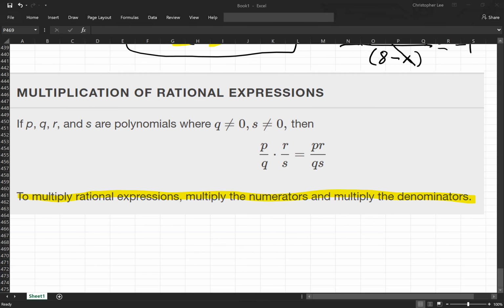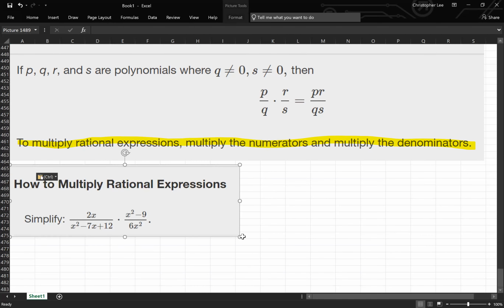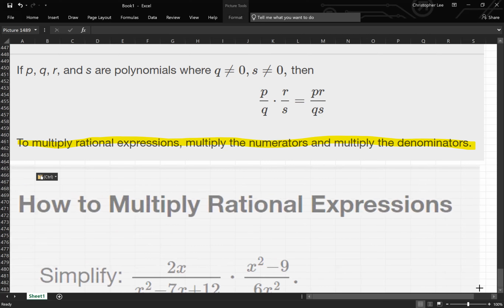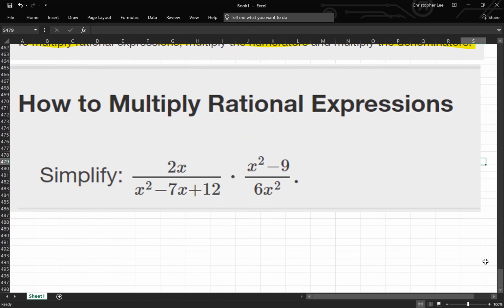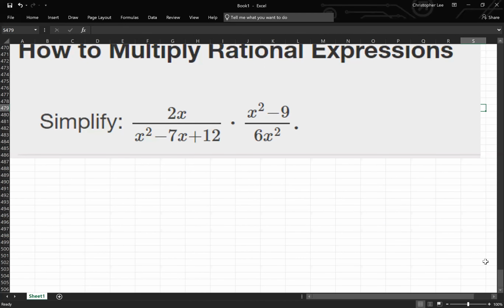Let's take a look. So I want to multiply this, right? I have two rational expressions here. I have 2x over x squared minus 7x plus 12 times x squared minus 9 over 6x squared, right? Before I can multiply this, I have to factor it, right? So I'm going to start off with the factoring.